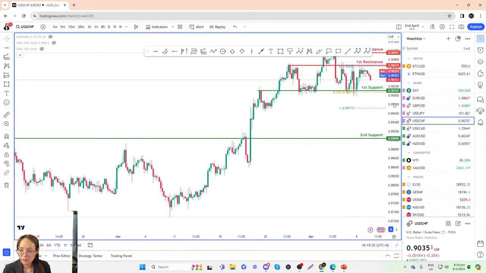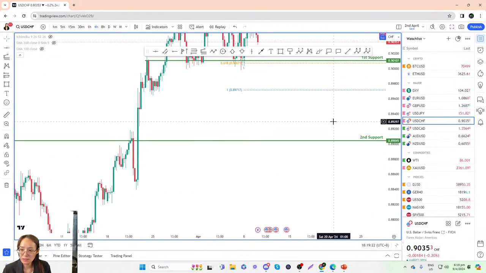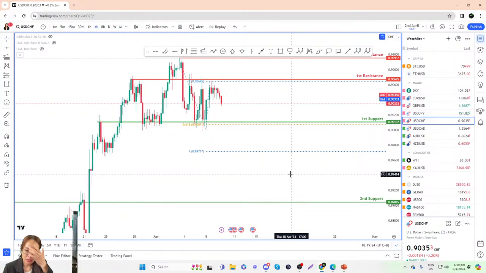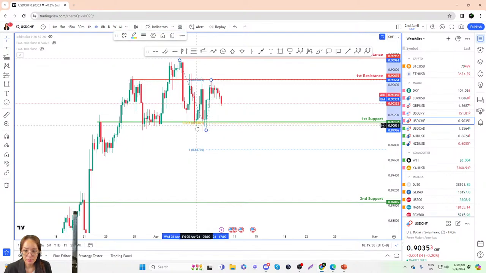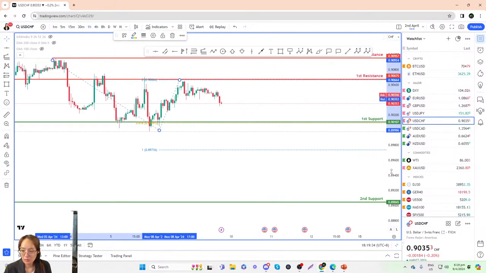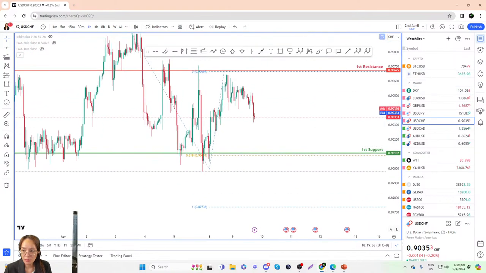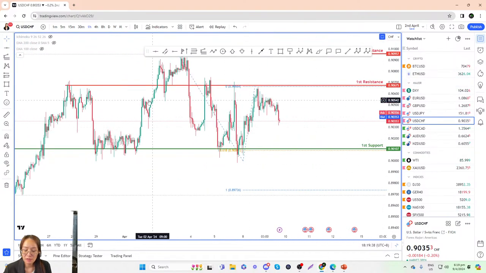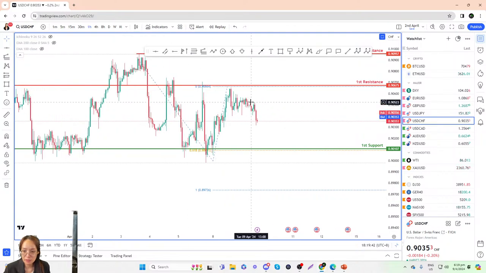Falling. Okay, toward the support level. Do you have any position? H4, my support level is here. We do have 61.8% projection right here. Okay. What about, do you have any? Okay, if in H1 it will look like this, okay, it's still toward the support level. Okay, price close below.